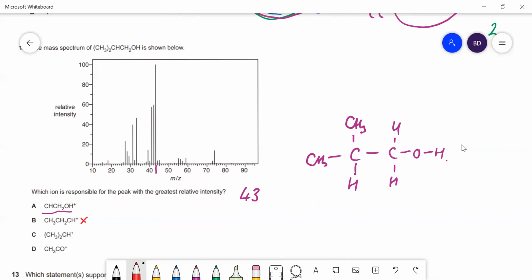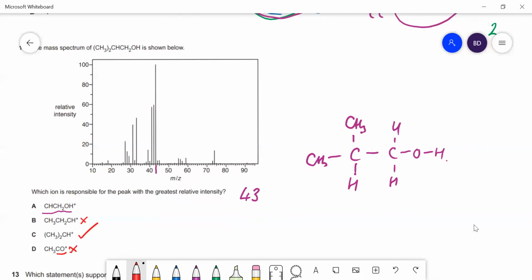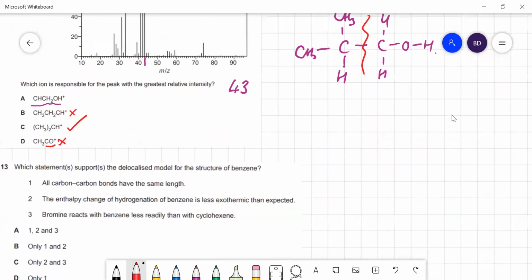That is impossible because we haven't got that thing in the molecule there. This is impossible because we haven't got a carbonyl compound carbon there. So that is going to be the one. C is the answer there. It only needs to fragment once there, doesn't it? Just there to give you C.